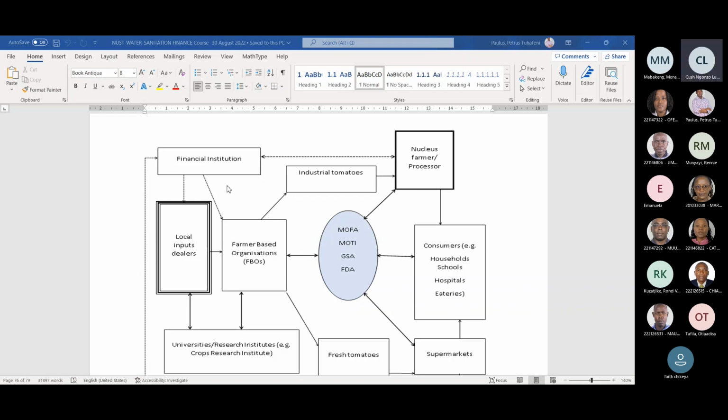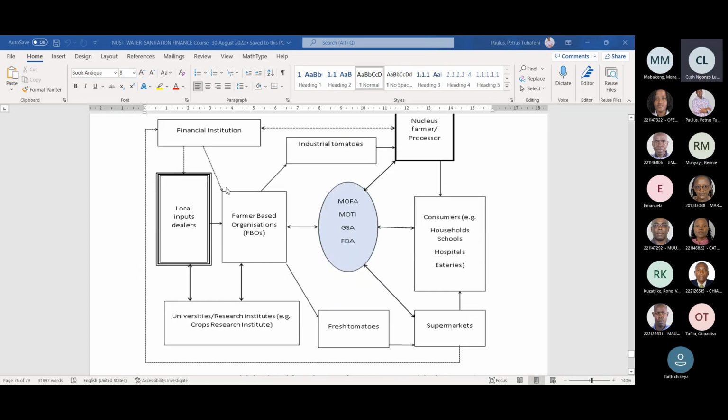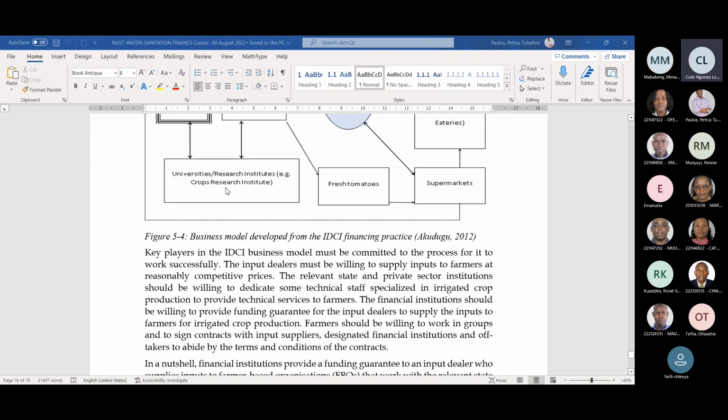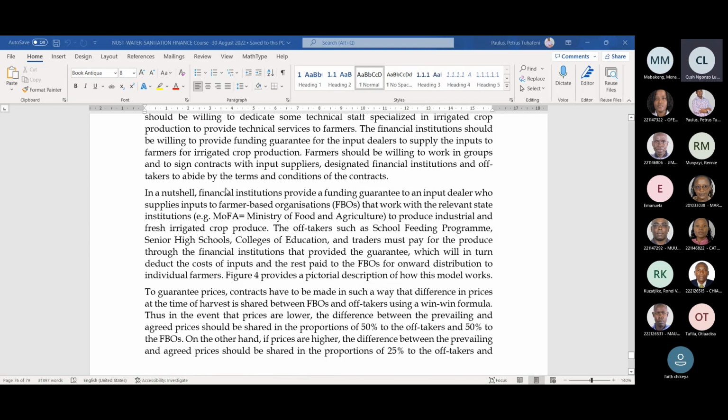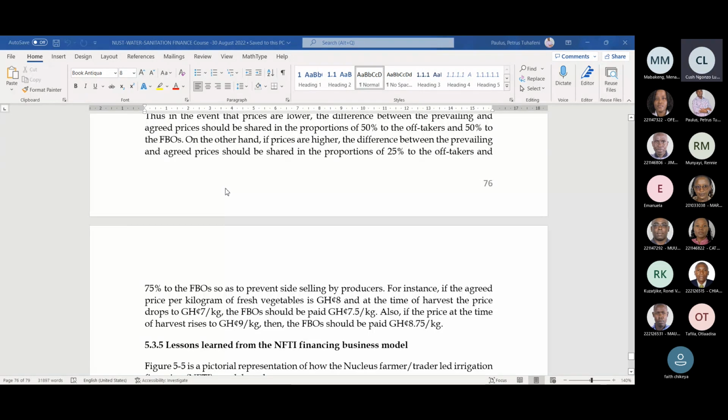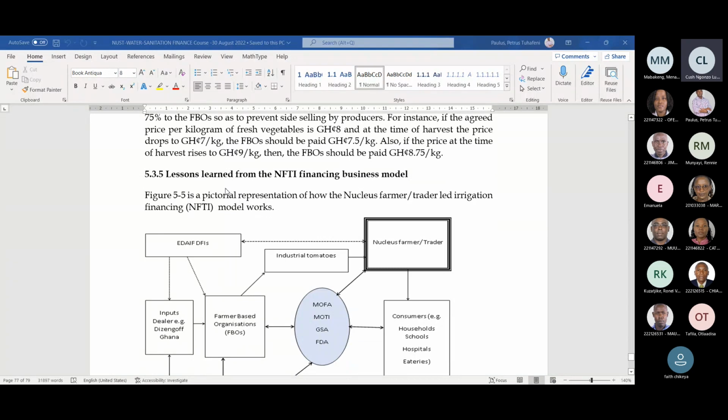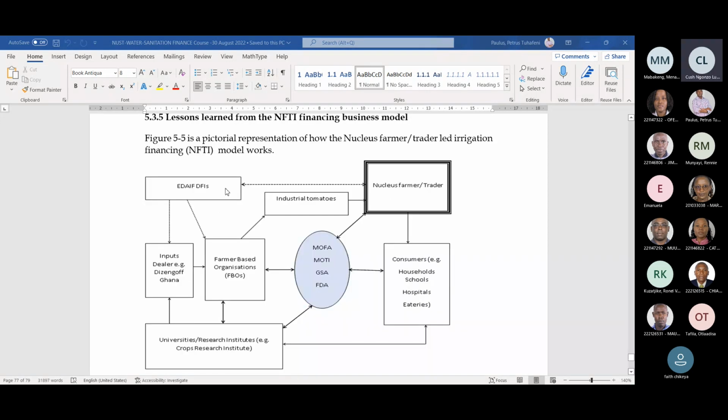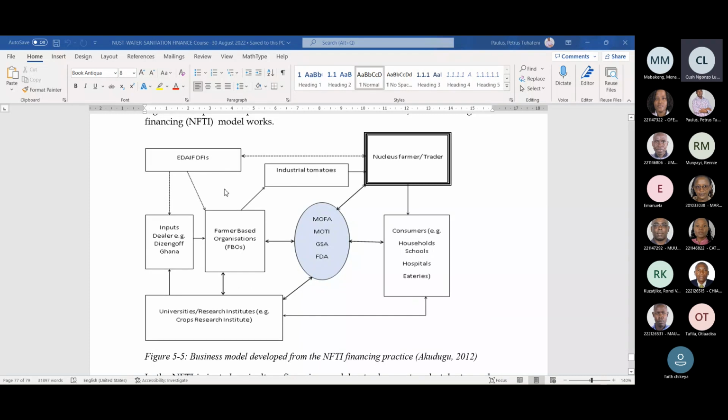Now let's come to the nucleus farmer and trader financing scheme. It is very helpful because you can go and get, as I said, some assets from the trader without necessarily going to a bank. So you can just deal with a trader one by one, and then you get some funding.